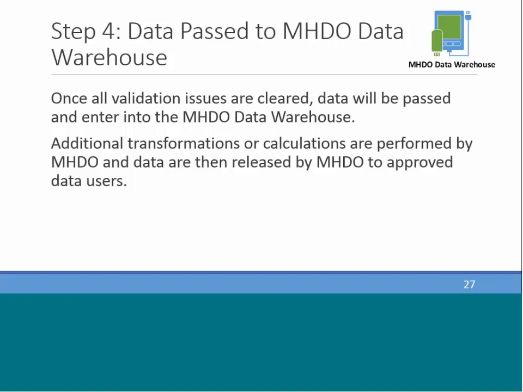Finally, step 4, data pass to the MHDO data warehouse. Once all validation issues have been addressed through a resubmission or resolved through overrides, data will be passed and enter into the MHDO data warehouse. Additional transformations or calculations are performed by MHDO, and data are then released by MHDO to approved data users.